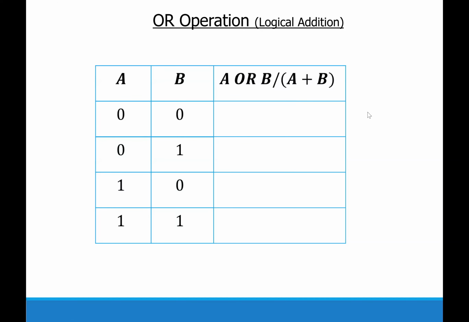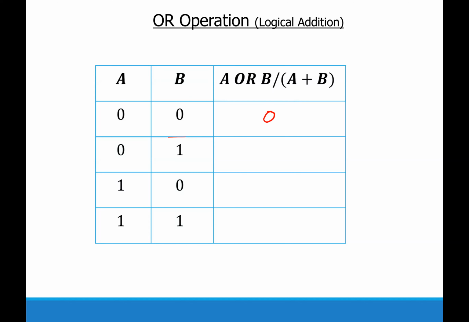If you remember when we discussed the operation, we said that the output becomes 1 if at least one input is equal to 1. If at least one input is equal to 1, we can get the output equal to 1 or true. Also, here you can see both inputs are equal to 0. In the first case, both inputs are equal to 0.